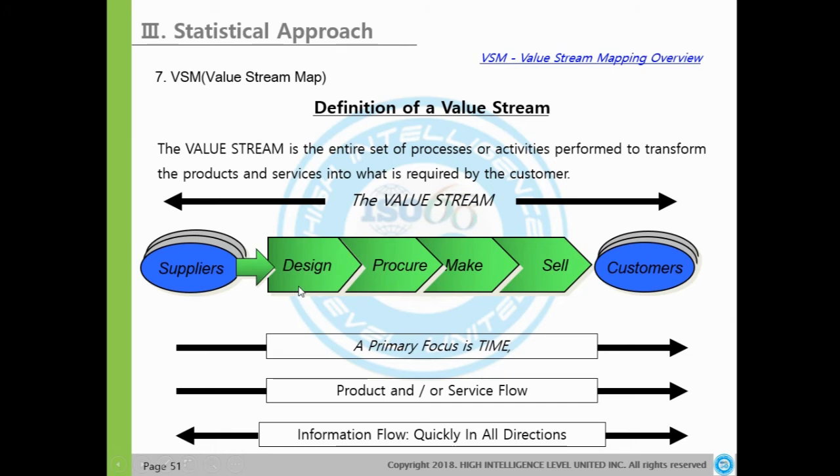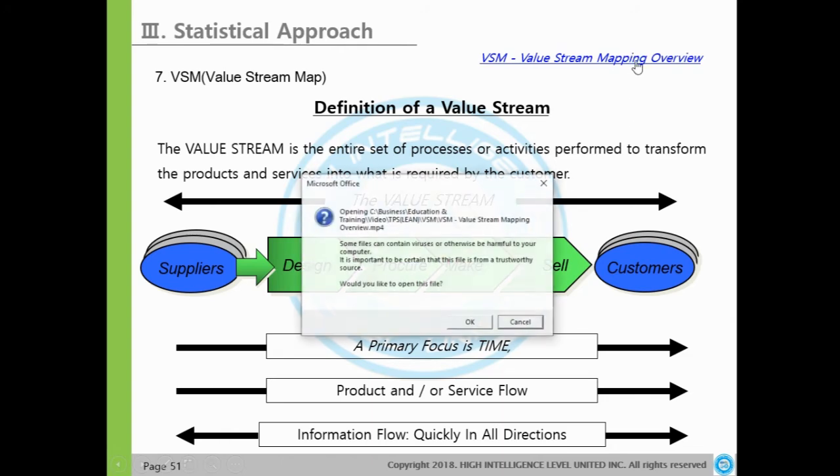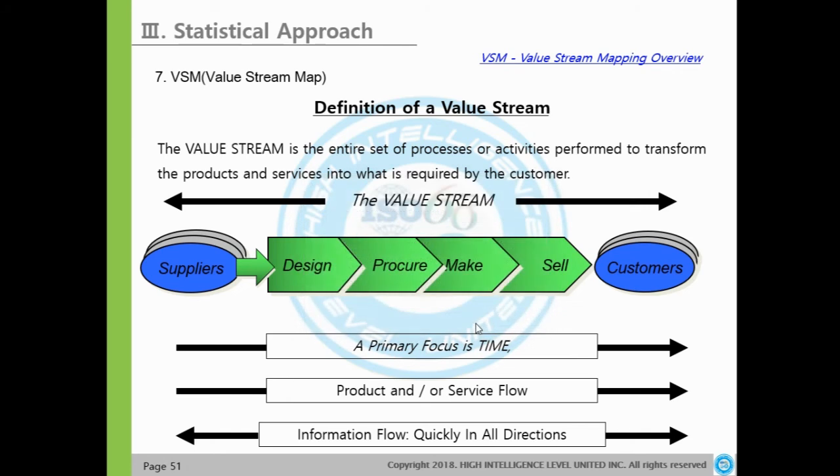From the supplier, design, procure, produce, and sell to the customer. The primary focus is time. And this left to the right is product or service flow. Information flows in all directions. Let's study more VSM, value stream map.